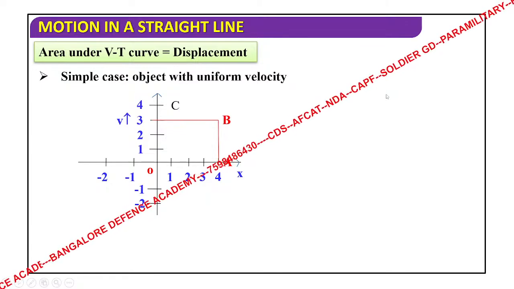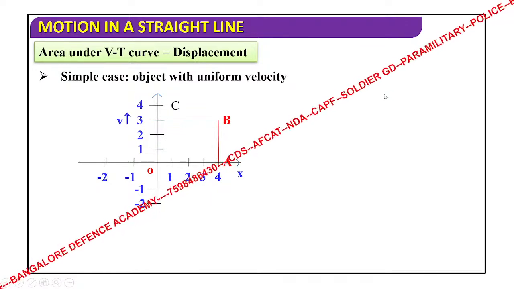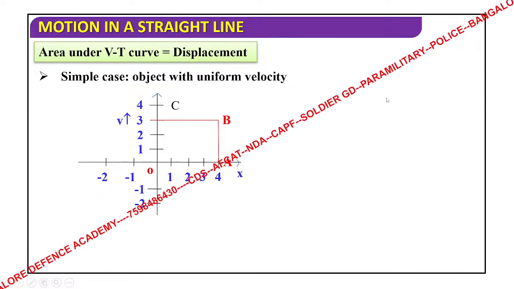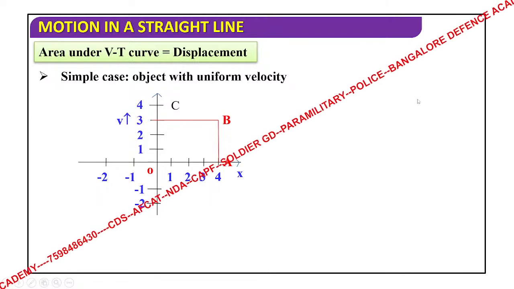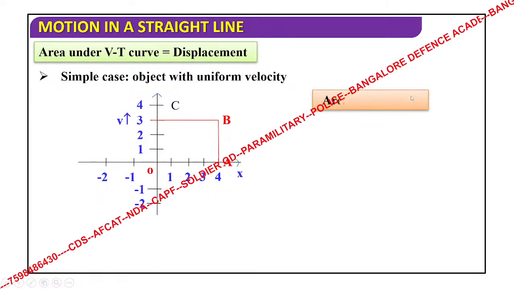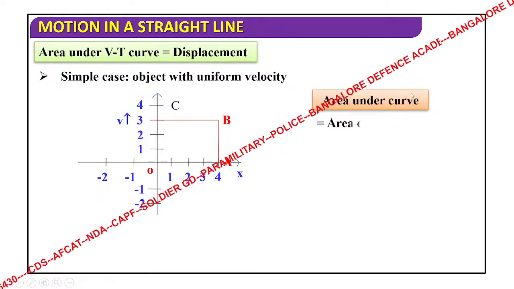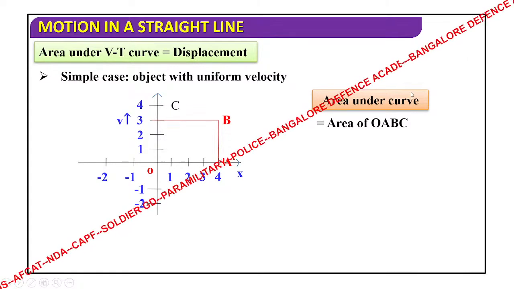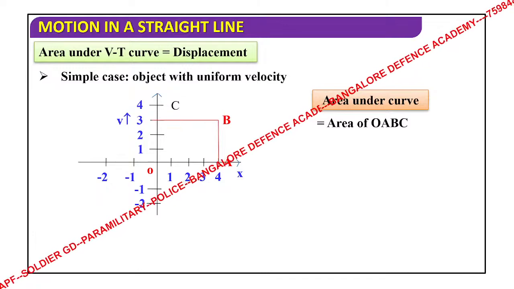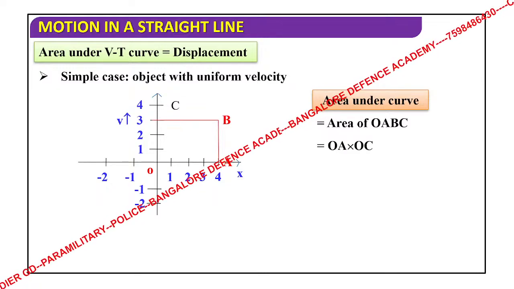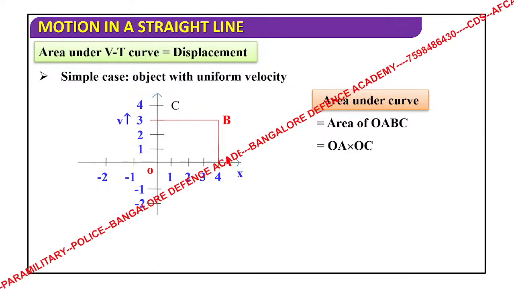Here you have a graph. On the x-axis you have time, and on the y-axis you have velocity, and you have a rectangle OABC. Let us try to take the area under the curve OABC. You all know the area of a rectangle formula, that is length into breadth. So OA is length and OC is breadth.